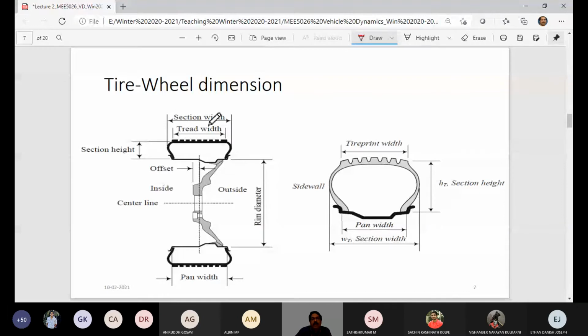Tread width, what is this tread cap or base tread width. Section height is, see this bead bottom, from there to the top of your tread. So that is what is section height. So section height compared to that of section width is less. So the ratio of section height by section width is what is called an aspect ratio.